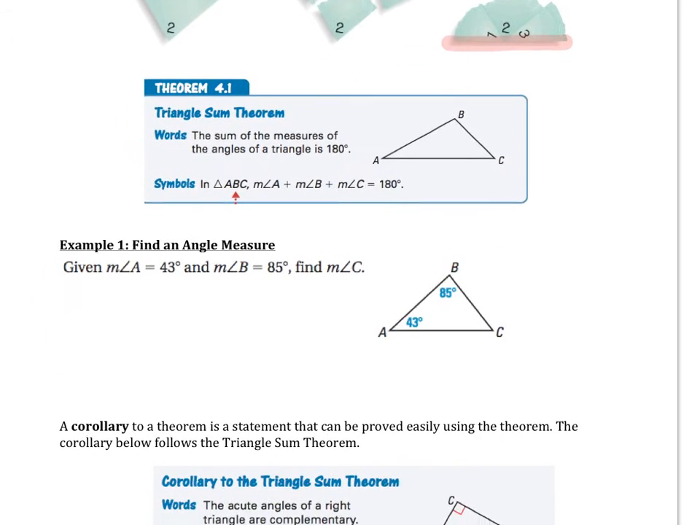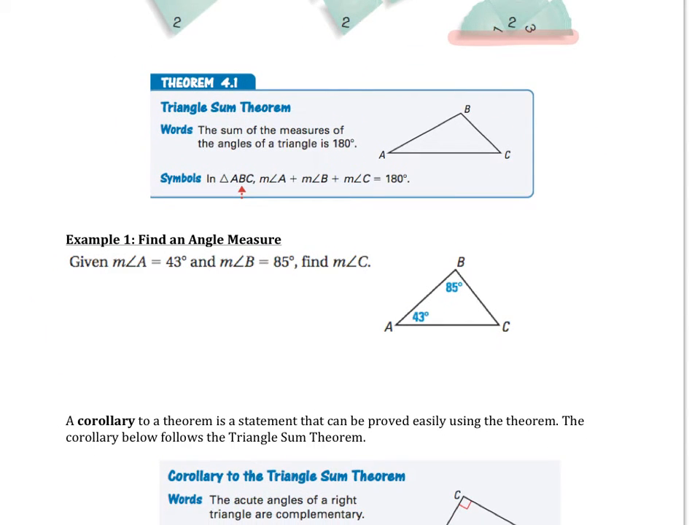So that leads us to the triangle sum theorem, and it basically states that all three of the interior angles, the inside angles, A, B, and C, those three angles add up to 180. That allows us to find any missing angle measure.